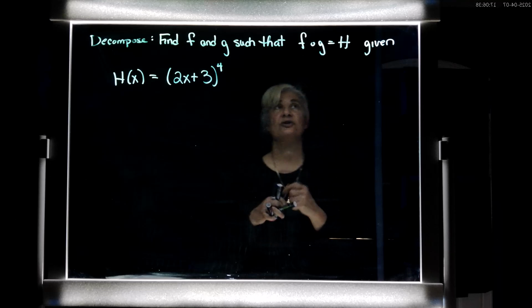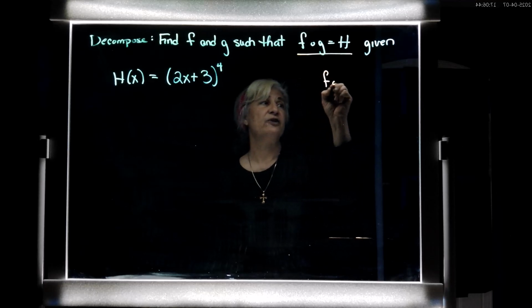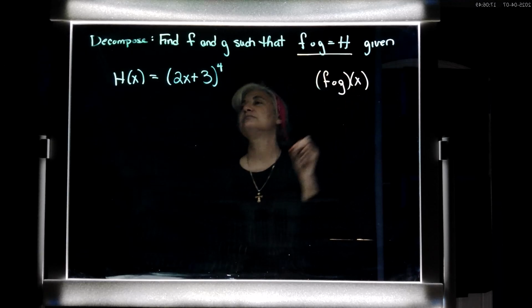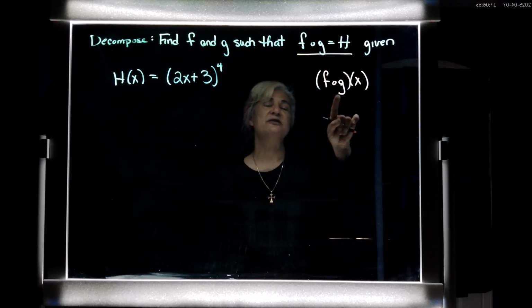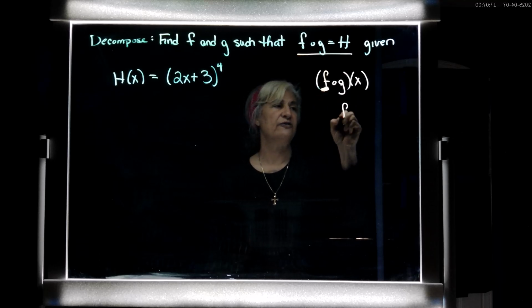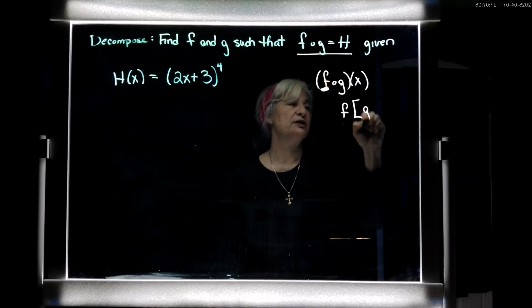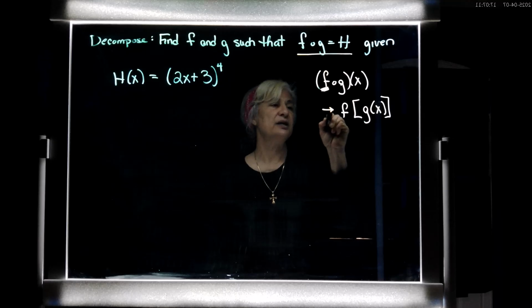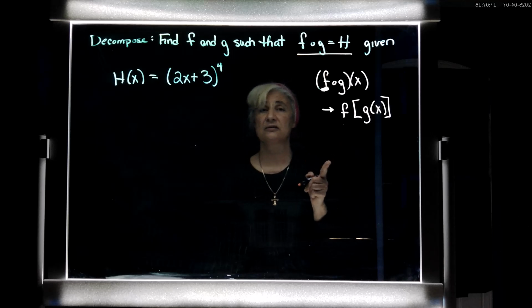Now, let me sidetrack you a moment. We need to understand what this means. Actually, we need to understand what f composition g of x means, because that's a variable we're using over here. We need to remember what this notation actually says. This notation says take the first function, which is called f, and substitute into it the second function, which in this case is g. So this notation tells me to plug g into f. That's what that notation means.